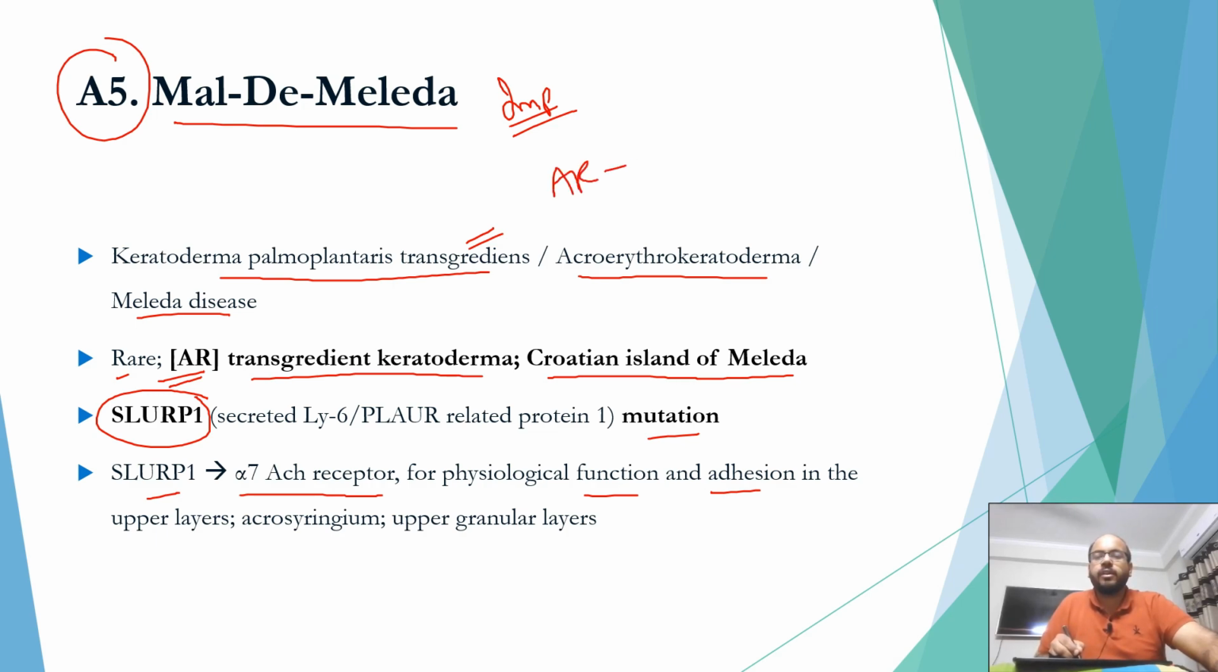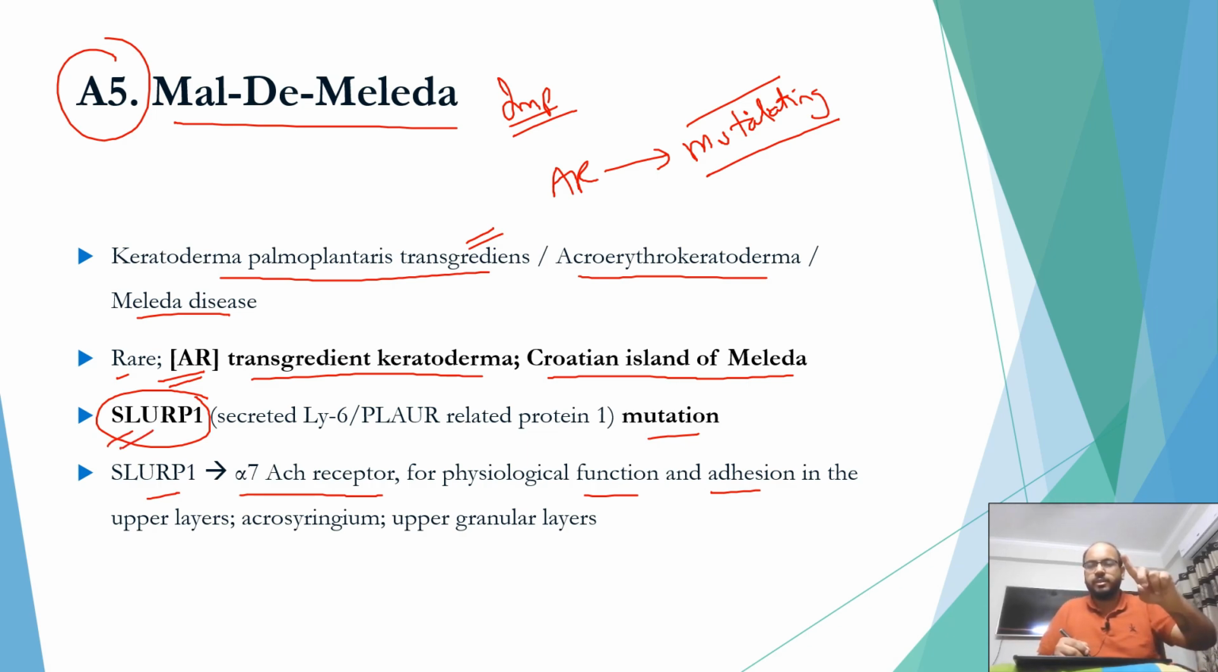The thing that you have to remember is it's an autosomal recessive disorder. And we know that all recessive disorders are bad, they are severe. So Mal de Meleda is an example of mutilating PPK. Other disorders are there like Olmsted, but we'll discuss them when we get to them. So Mal de Meleda is an example of mutilating PPK, and the mutation is in SLURP1. So you have autosomal recessive, mutilating, transgradient, mutation in SLURP1. Just remember this. Clear? Let's move forward.